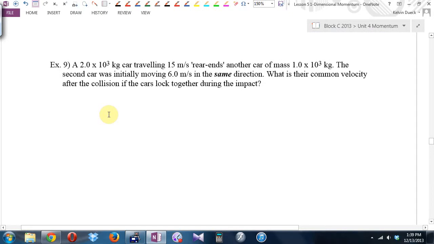Example 9. A 2,000 kilogram car traveling 15 meters per second rear ends another car. Okay, this is a collision. The second car was initially moving at 6 meters per second in the same direction. What's their common velocity if they lock together during the impact? Is there a collision? This is a job for conservation of momentum. The sum of all the momentum before the collision equals the sum of all the momentum after the collision.